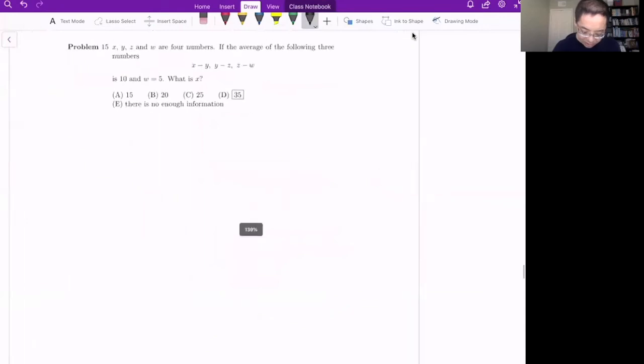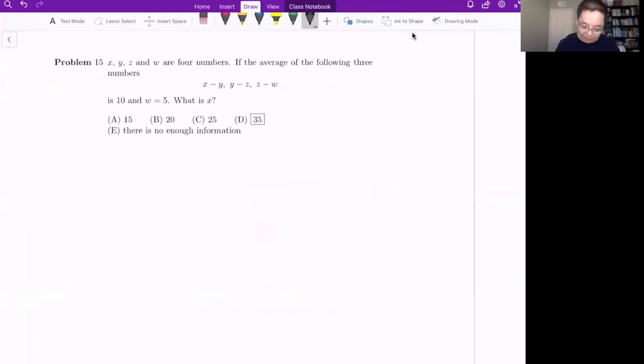All right, so now let's look at problem number 15. Here we have four numbers, x, y, z, w. What we know is that the differences x minus y, y minus z, and z minus w, these three numbers, have an average of 10. And also w is 5. We need to figure out what x is.